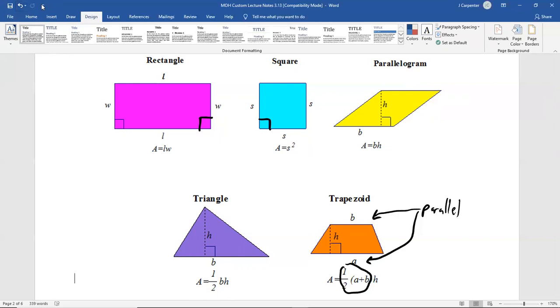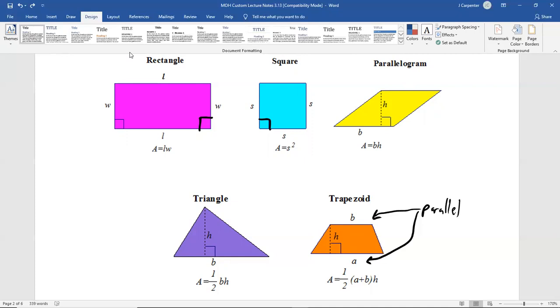You could also say it's kind of similar to having this 1/2 BH here, where the base we're saying is the sum of A and B. It's a little weirder to think of that way, but you can still think of it that way. But again, you don't have to memorize these formulas. They're on a formula sheet with nice, pretty pictures. You just have to know how to use them, which we'll get to in a second.